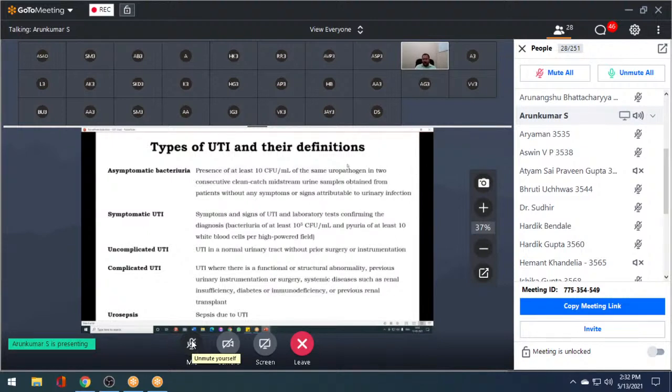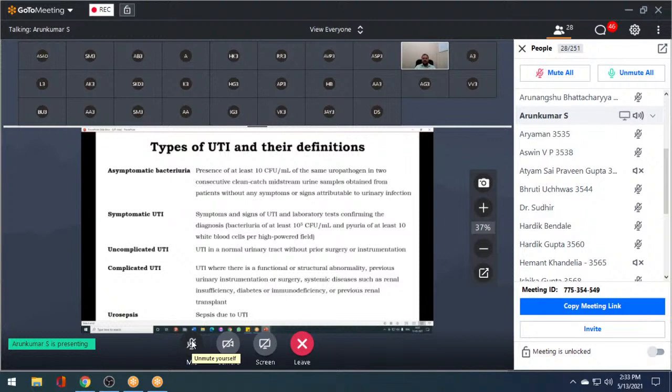So if you are going to have a presence of bacteria in a clean catch urinary sample in a patient who does not have any symptoms, then we call it asymptomatic bacteriuria. So there are no symptoms, but there is bacteria present in the urinary examination. If the patient has symptoms and has a culture positivity of a bacteria with 10^5 colony forming units, then we call it a symptomatic urinary tract infection. So this is one classification based upon symptoms, as asymptomatic or symptomatic.